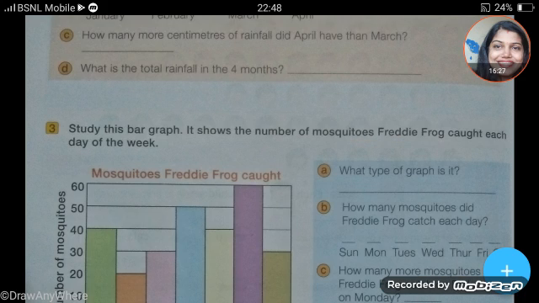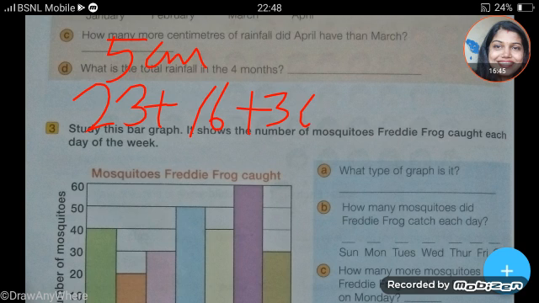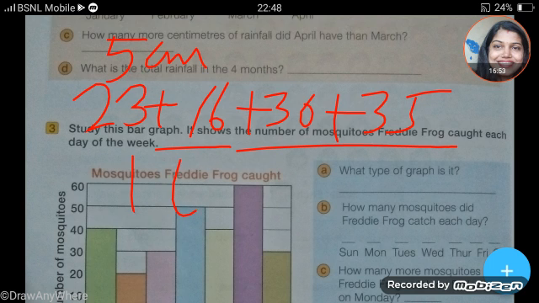Next, if you just see, how many more centimeters of rainfall did April have than March? So it is a 5 centimeter difference. What is the total rainfall in 4 months? You have to add all the data which you have found out, that is 23 plus 16 plus 30 plus 35.